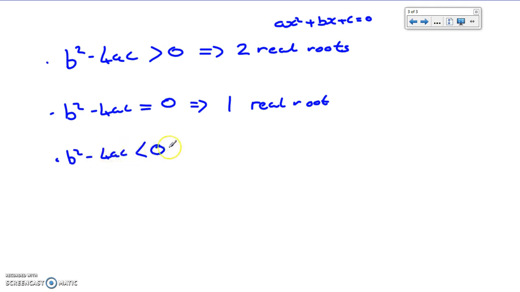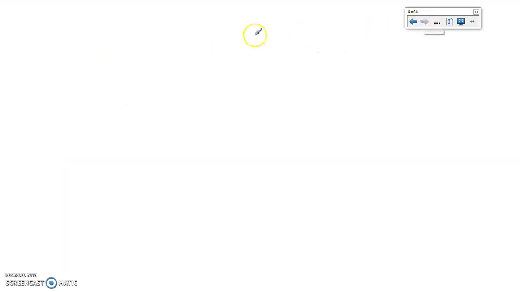And b squared minus 4ac being less than 0 means that we're taking the square root of a negative number, which you can't do without introducing the concept of complex numbers, something we're not going to do here. So in this case, we get 0 real roots, i.e. it doesn't touch the x-axis at all in any way, shape or form. So I'll show you a couple of examples of how this could work.